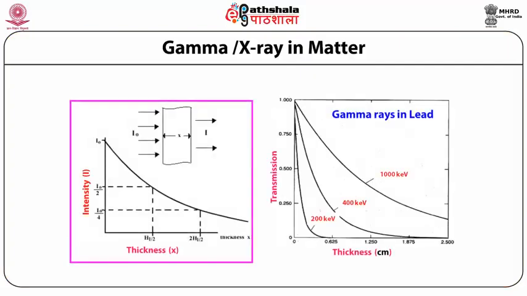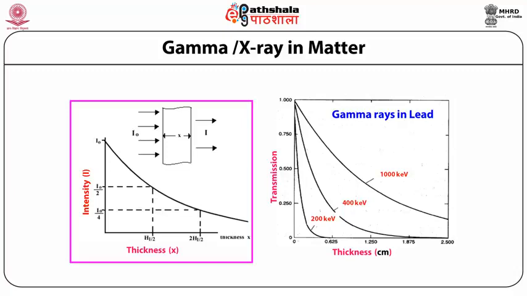Gamma or X-ray in matter. We continue our discussion, interaction of gamma rays in matter. Now in this slide, two pictures are shown. The picture on the left hand side shows the behavior of intensity of gamma rays as a function of thickness of the matter or thickness of the absorber.